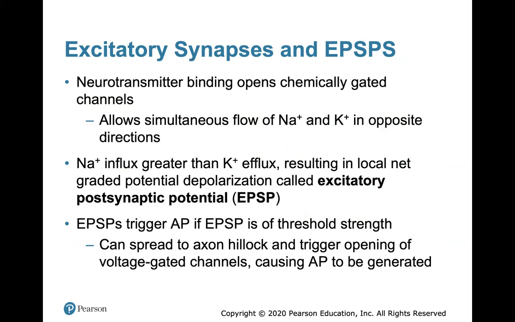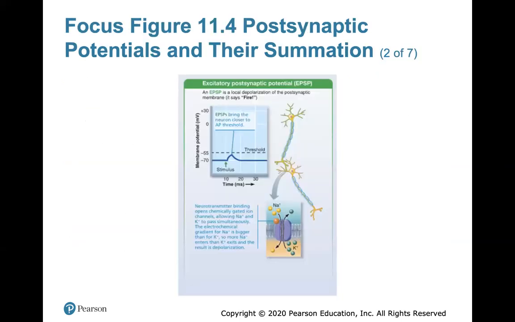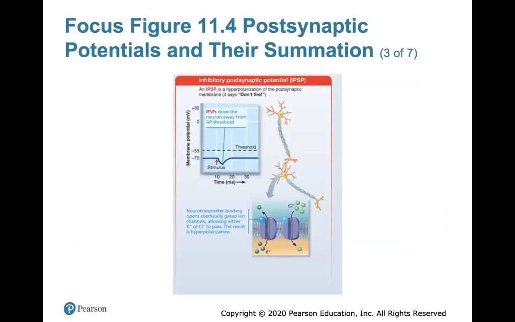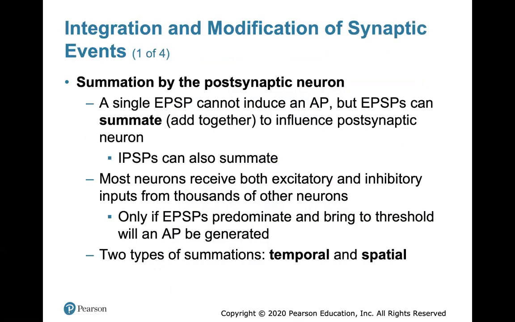You should just know that these 2 types of potentials can either trigger an action potential if threshold is reached, and that is shown here, an excitatory postsynaptic potential, or an inhibitory potential could just reduce the postsynaptic neuron's ability to produce an action potential. And that is shown here. So it's basically like driving the neuron away from the action potential threshold, kind of into a hyperpolarized state. So that would be an inhibitory.